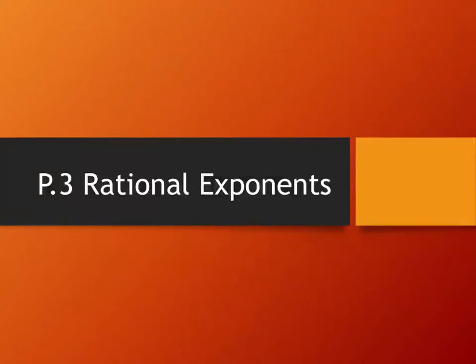All right, P.3 is going to continue our discussion of exponents, but it's going to change our exponents into something we haven't dealt with yet. Those are called rational exponents. Rational numbers, we mentioned last class period, are things that are fractions and decimals. So we're talking about exponents now that are fractions or decimals.